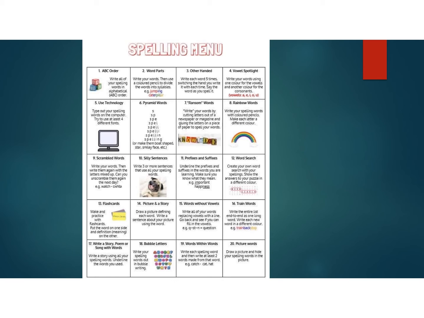The 18th task on the grid is bubble letters, in which you write out your spelling words in bubble letters. You could also colour in these bubble letters to make it more colourful, but you do not have to do this. The 19th task is writing words within words, in which you would find any words that are within your spelling words. For example, in the word catch, there is the word cat and the word hat.